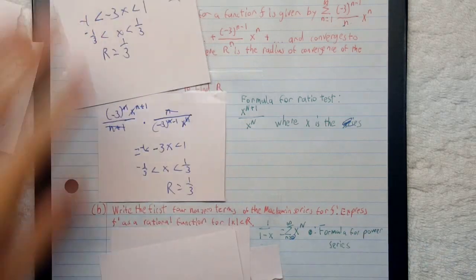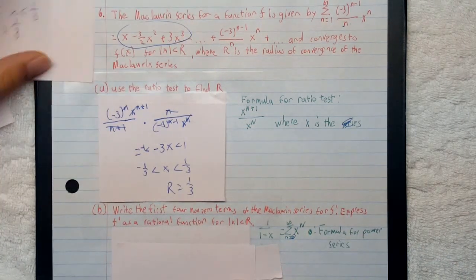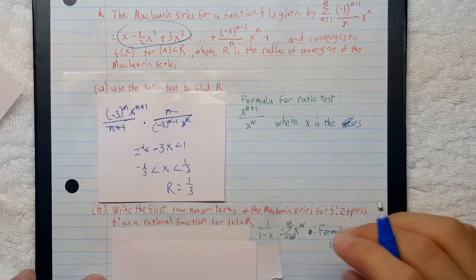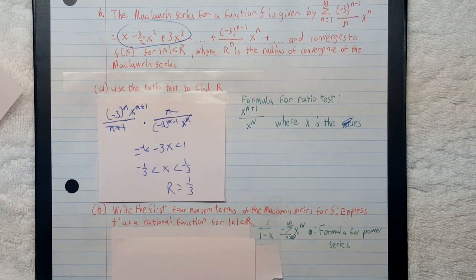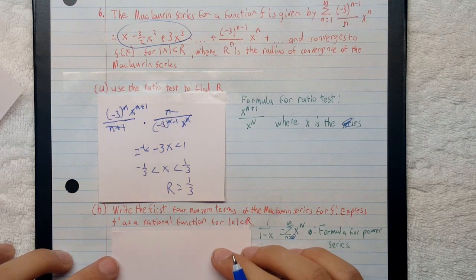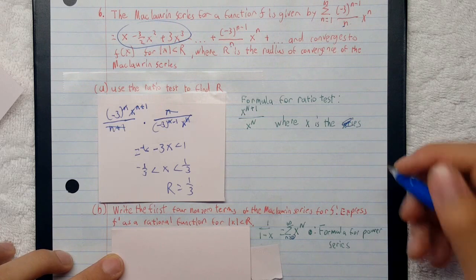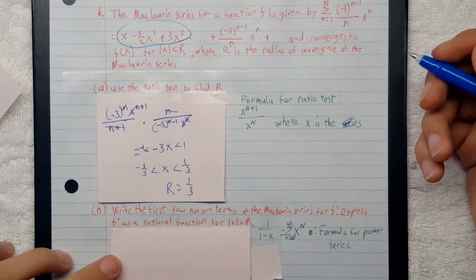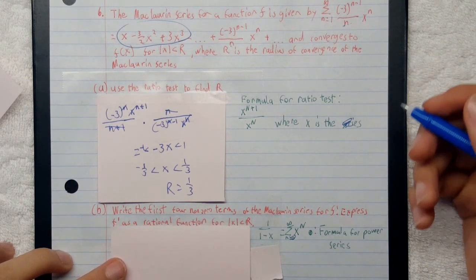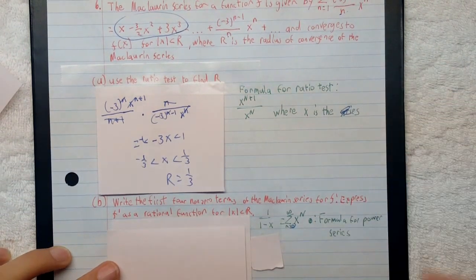Right, so part B. Part B wants us to write the first 4 non-zero terms of the Maclaurin series for f prime, the derivative of f. Express f prime as a rational function for x within the radius of convergence. So let's do the first part. The first part wants us to just write the first 4 non-zero terms of the Maclaurin series for f prime of x. We know the first 4 terms of f of x, and finding the derivative of each gives us the Maclaurin series for f prime of x.